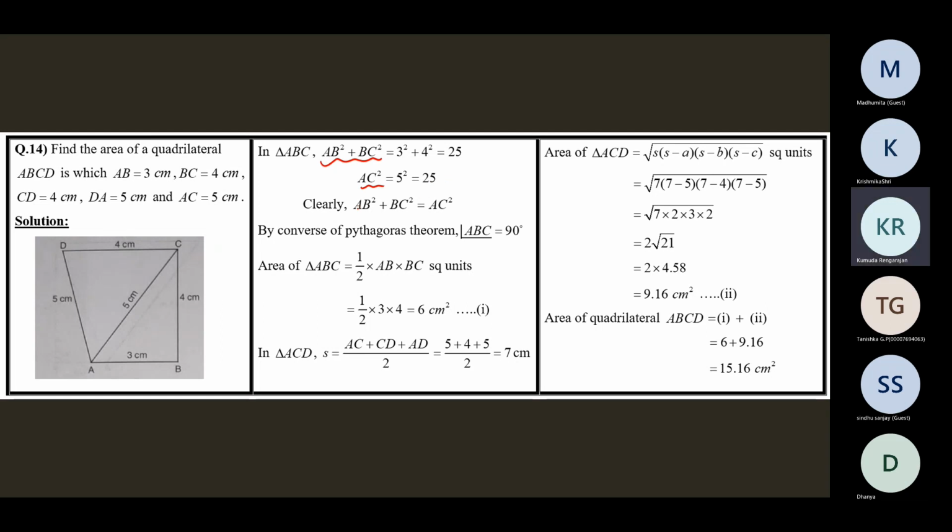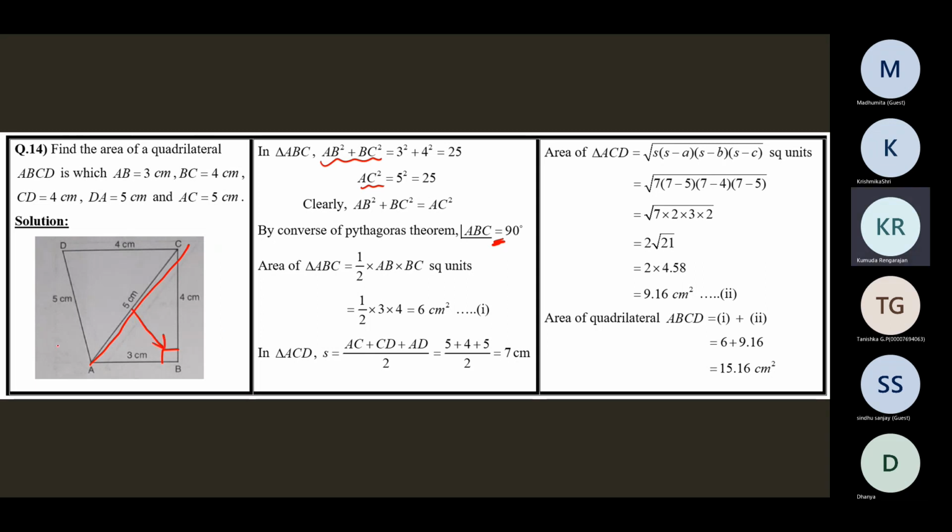So that means by the converse of Pythagoras theorem, angle ABC is equal to 90 degrees. Now, how do we decide this angle ABC is 90? Because the longest side is AC. AC is the longest side. So by the converse of Pythagoras theorem, the angle opposite to the longest side is a right angle.